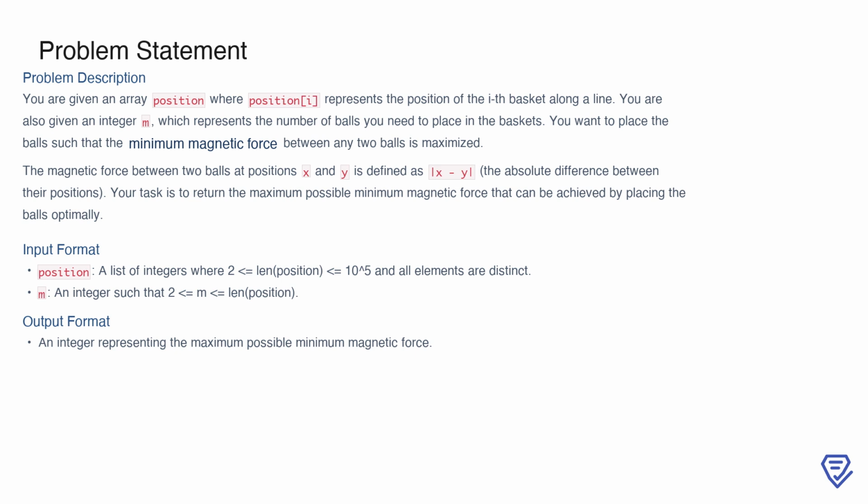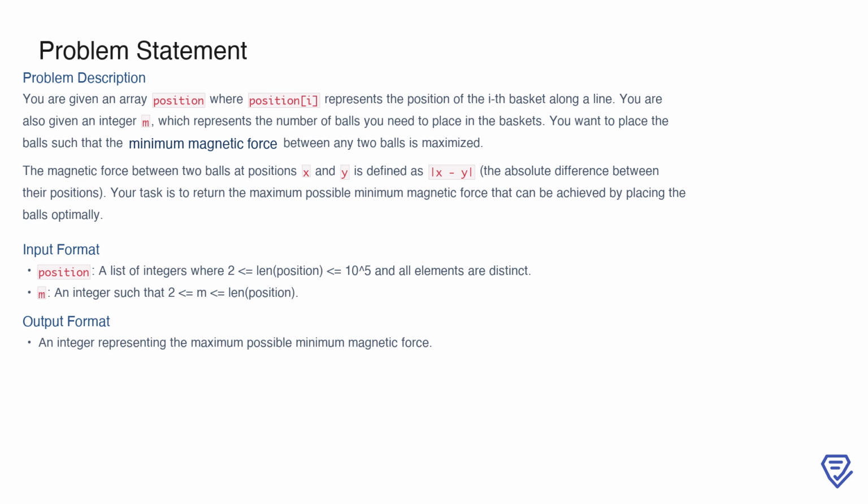of a basket on a line. For example, if position[i] equals 5, it means there is a basket at position 5. You are also given an integer m, which specifies the number of balls you need to place into these baskets. The goal is to place these balls in such a way that the smallest magnetic force between any two balls is as large as possible.